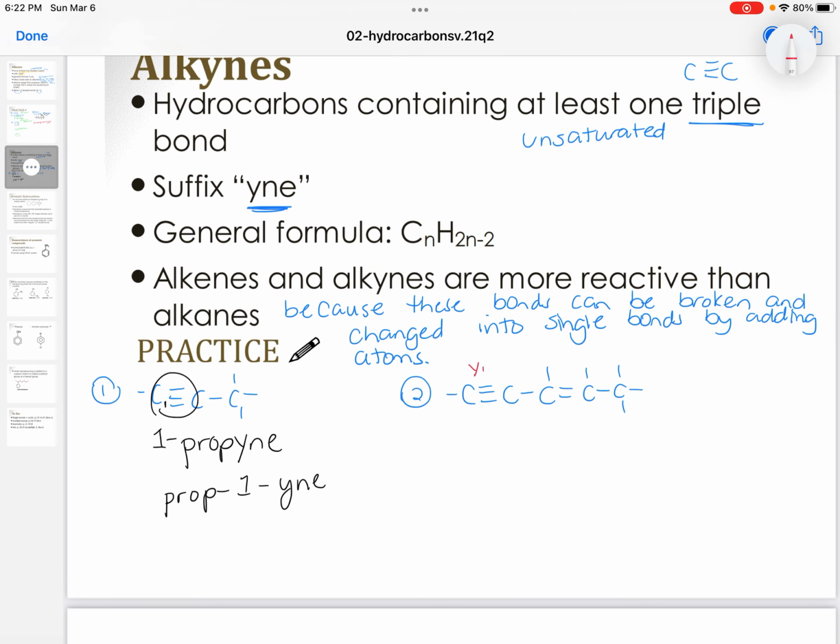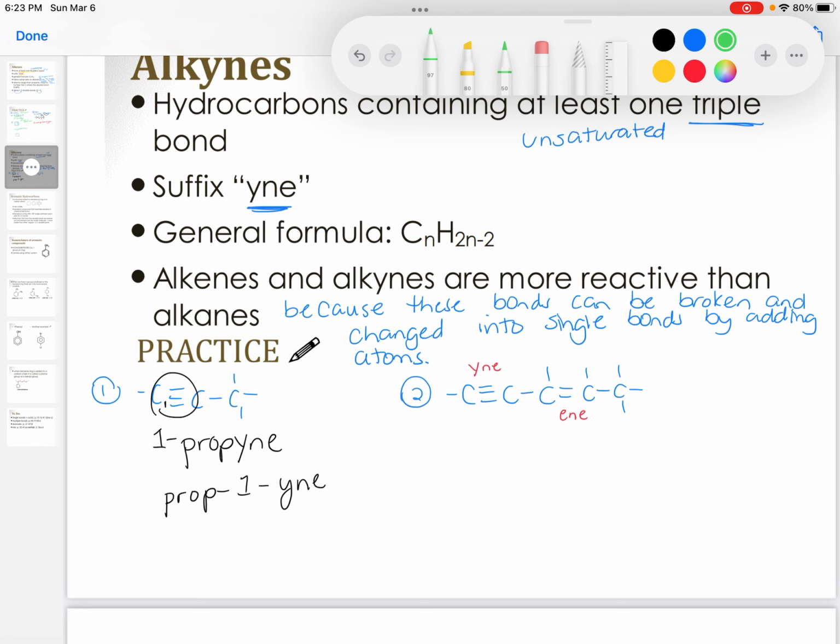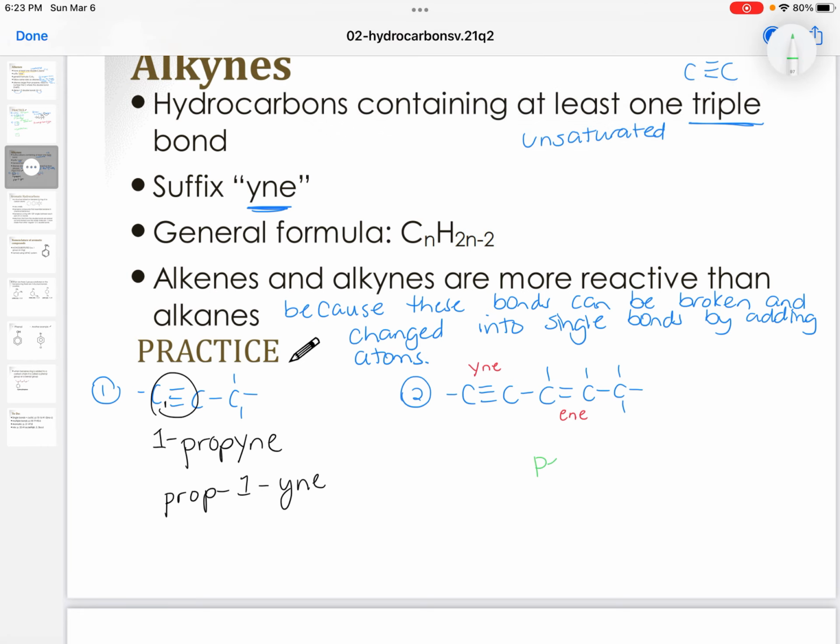Because in number 2, you definitely have to do that. We have a yne here, and we have an ene. So we're going to have to use 2 endings. And you still are following the same rules. Count the longest chain. In this case, that is not too hard to see. 1, 2, 3, 4, 5 is pent. There's no branches. We just need to decide which way to count. So if you look at this molecule where it's busy, it's busier on the left. There's a triple bond on the left, and then on the 3rd carbon, there's a double bond. So it's likely you're going to count right to left.